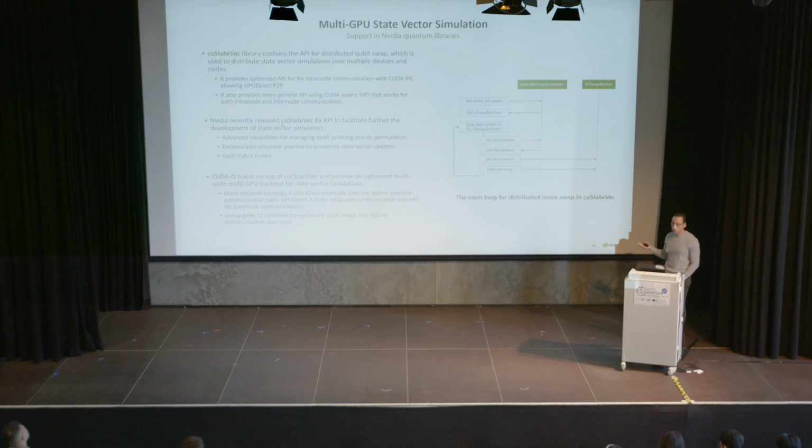It provides optimized primitives for swapping qubits within a node using CUDA IPC, allowing for peer-to-peer communication so that the data can be accessed directly from one GPU into the other. It also provides a more general communication mechanism via MPI that allows for intranode and internode qubit swaps. Recently, cuQuantum added the cuStatevectorEx API, which encapsulates a lot of the common tasks that happen in these kinds of simulations. And these higher-level primitives make designing these simulations even easier.